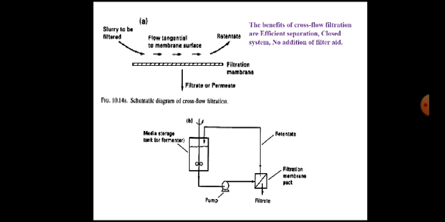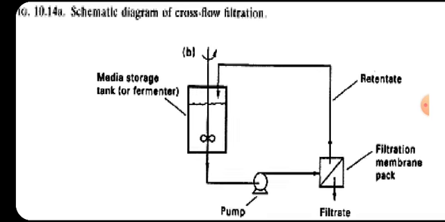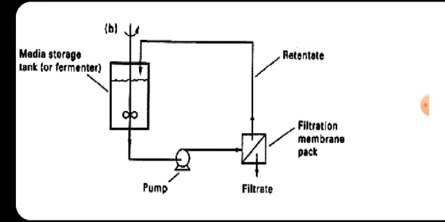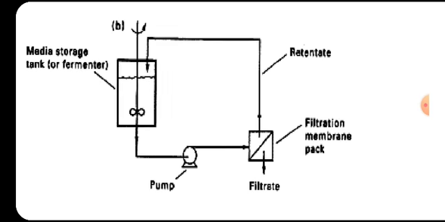This is a diagram that shows the flow sheet for this cross flow filtration. You can see this is the chamber, then from the bottom there is a pump that allows the passage of slurry from this chamber to the filtration membrane pack, which is tangentially arranged, and then the retentate will be collected and fed back into the storage tank.